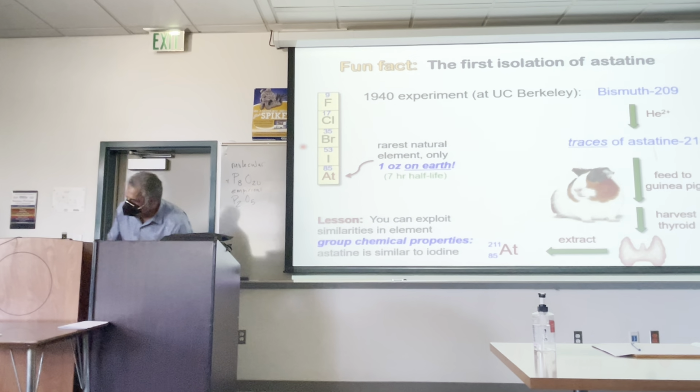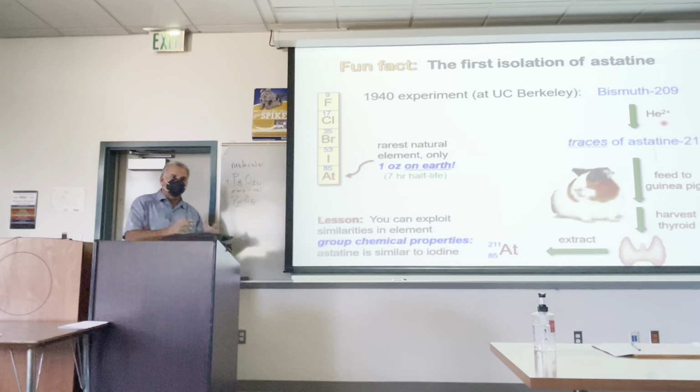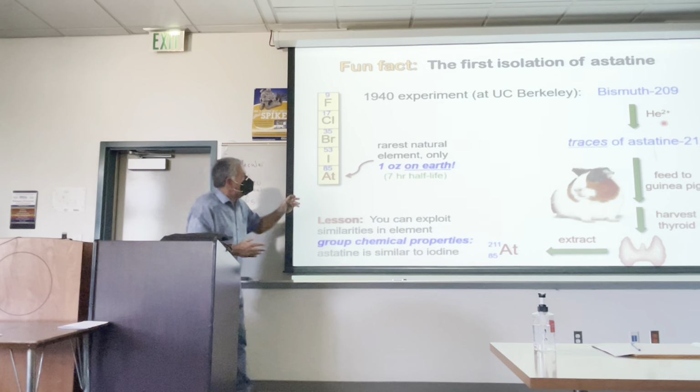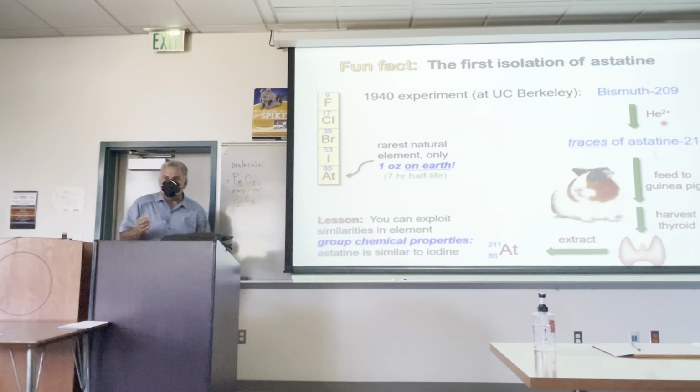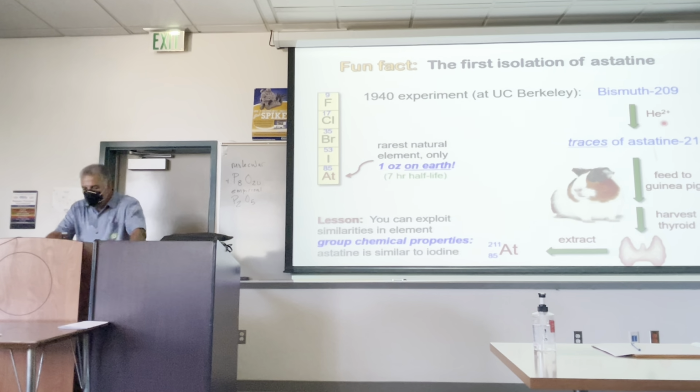Fun fact. So they had bismuth 209. Remember we said that a helium nucleus, helium is just 2 protons being spit out. Well, bismuth, from Pepto-Bismol, by the way, has bismuth in it, bismuth subsalicylate. Bismuth itself can spit out a helium nucleus or an alpha particle, right? And it makes traces of astatine. So they fed it to a guinea pig, and they harvested the thyroid.